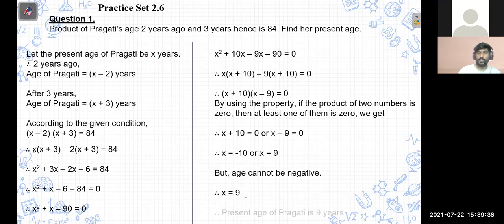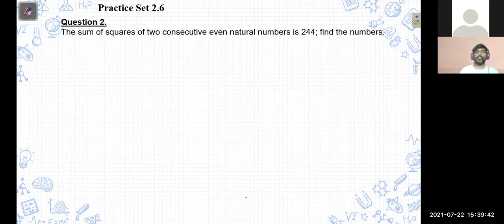So you make your final statement also, right? Pragati's present age is 9 years. Done? Okay. So let's move to the second one now.